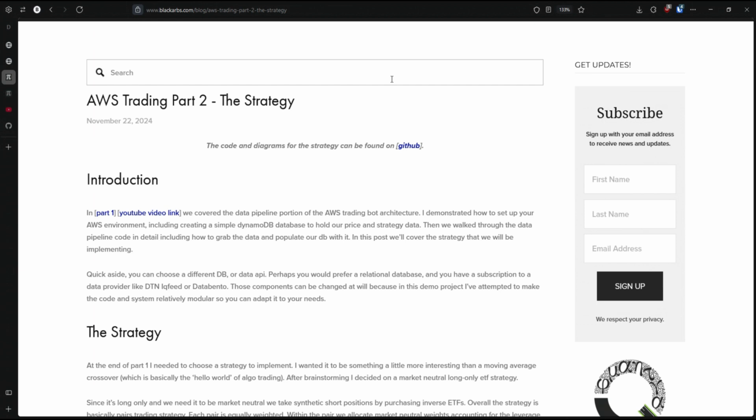As a quick aside, I did try to make the architecture relatively modular. So if you have a different data API or you want to use a different DB, you can do that. But I just wanted to make something that was relatively accessible for most people who might stumble across this. In this example, we're using the Yahoo Finance API, and again, the DB is DynamoDB.